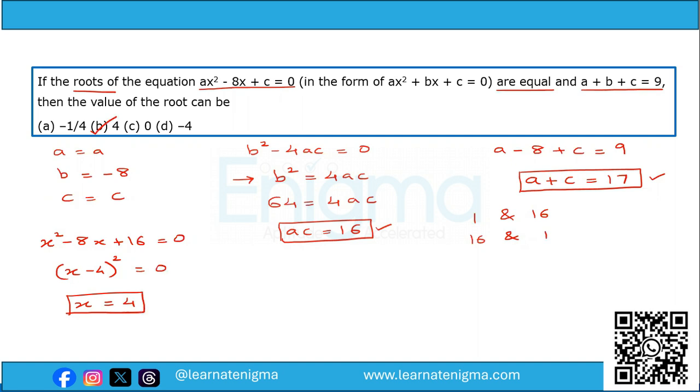If 4 hadn't been there in the options, we should have used 16 and 1 as the values of a and c. So it would have become 16x square minus 8x plus 1, sorry, is equal to 0. Now if you solve this, this becomes 4x minus 1 whole bracket square. So therefore you get x is equal to 1 upon 4. Now currently we don't have x equal to 1 upon 4 in the options. So the correct and better option is x equal to 4.